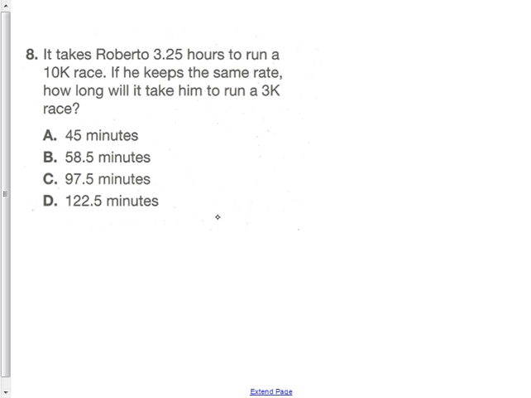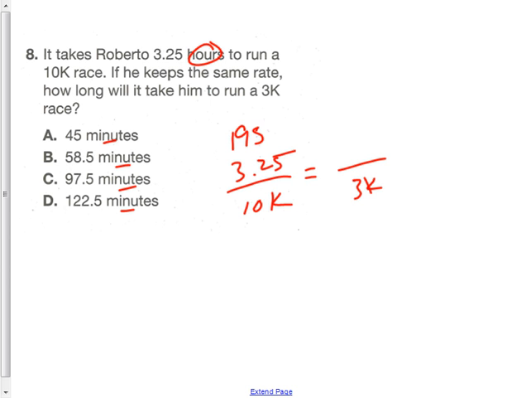All right, so it takes Roberto 3.25 hours to run a 10K race. If he keeps the same rate, how long will it take him to run a 3K race? So let's go ahead and put the 3K down here. One thing I look at over here is these are all in minutes. So when I have 3.25, this is in hours. Okay, so first thing I'm going to do here is take 3.25 times 60 to get it into minutes, and that actually equals 195 minutes. And so I can kind of get rid of that.